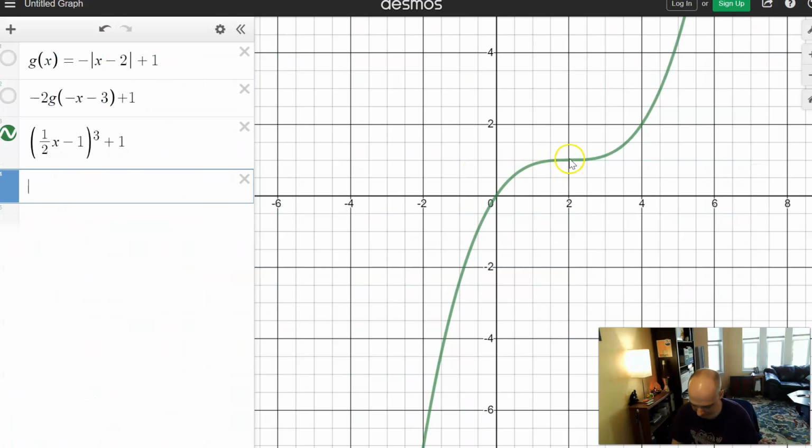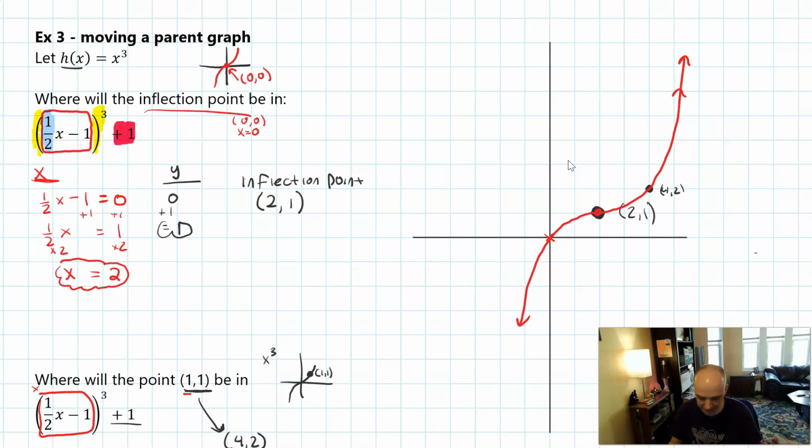Here it is in the same window as before, just to prove it. We do go through that 0, 0. We do go through 4, 2. I don't have a selected point. And you can tell the inflection point is right here at 2, 1, as we predicted. So, having that ability to back solve specific points that you know from parent functions can be really powerful when you're graphing. If you would like to graph point by point, then this is probably a really good way to do it.